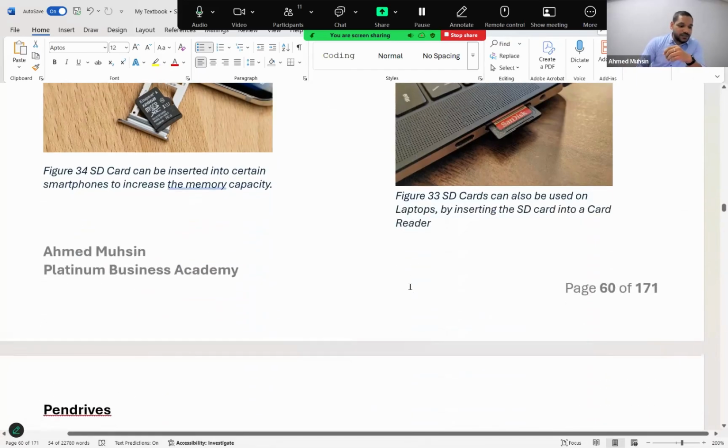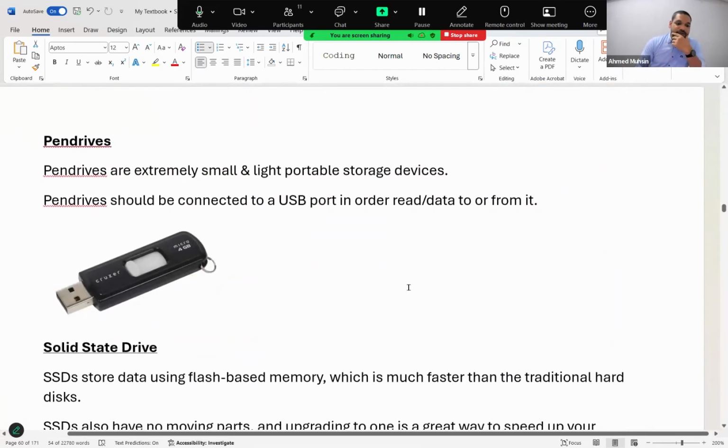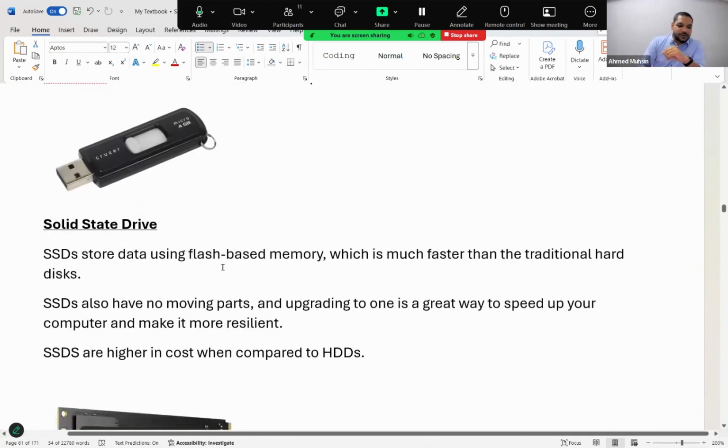Guys, girls, can we move down to the next page? Pen drives can also be used in today's world. Extremely small, very light. Guys, if you were to open up this pen drive, you would see a single chip board. There won't be multiple moving parts. Everybody okay with this? Then guys, we have solid state drive.